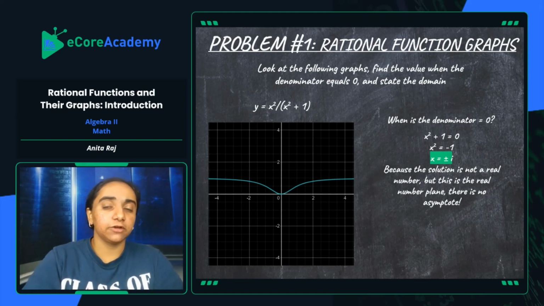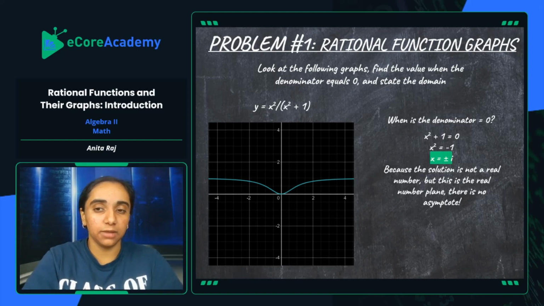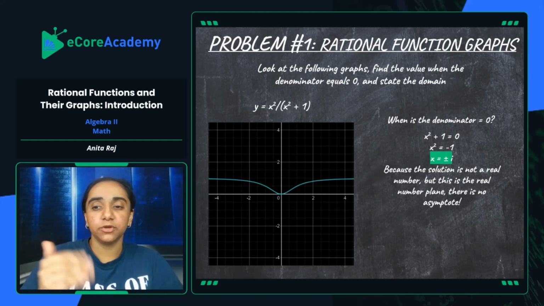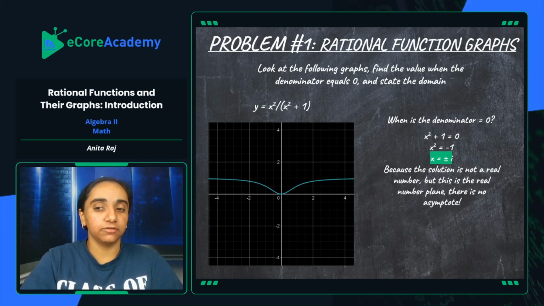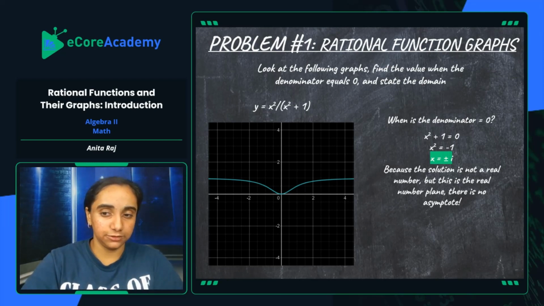So if we square root -1, we get positive or negative i, because remember, when you square root a number, you can take the principal root of it. You can also take the negative root of it. So we get plus or minus i because i times i is equal to -1, and negative i times negative i is equal to -1 as well.